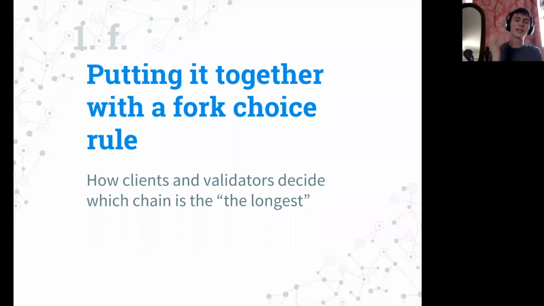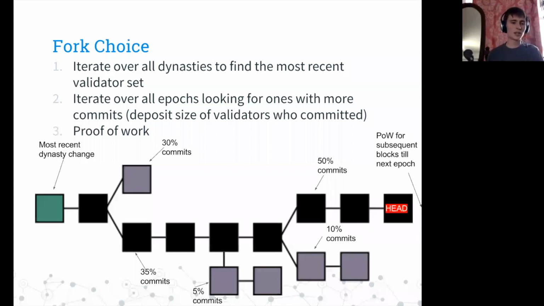Now, the final really important part for Casper is putting it together with a fork choice rule. So here is the fork choice. The first step is to iterate over all dynasties to find the most recent validator set. A specific validator set is called a dynasty. If you think about it, it's a different family deciding who is able to vote. So dynasty is a cool name. First you go through all of the different validator sets to find the current validator set, which gets you through a large portion of the blockchain.